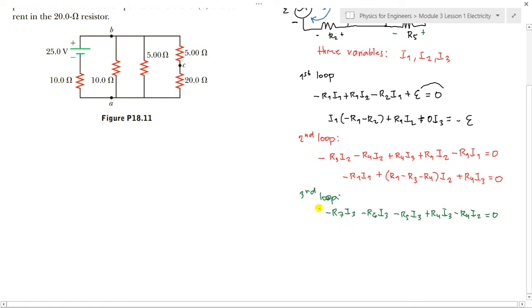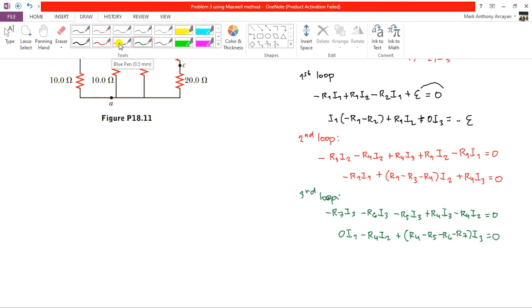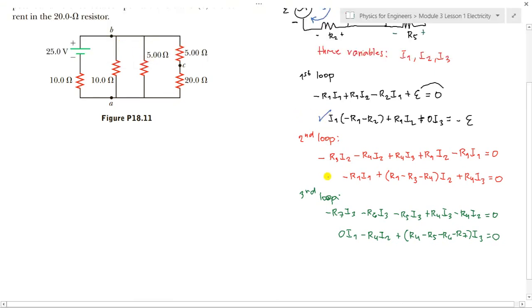So here, rearranging this, we don't have I1, so we just put 0 I1 plus, R2 here is minus, so that is minus R4 I2. For I3 daghan kayo, that would be plus R4 minus R5 minus R6 minus R7, then I3 is equal to 0. So here we already have three equations and three unknowns. So first equation, second, and third. So therefore, we can now solve our circuit.